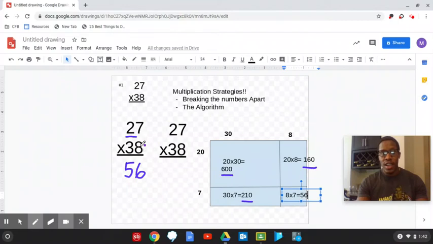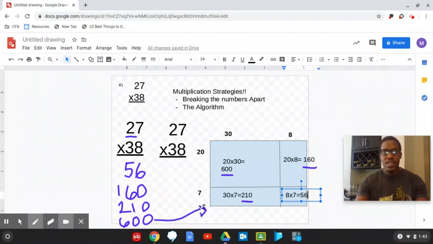So what's 8 times 20? Because since that 2 is in the tens place, it has a value of 20. 8 times 20 is 160. Perfect. What about this 3? That 3 is also in the tens place. So what's 30 times 7? 210. And lastly, what's 20 times 30? 600. Very good. If you add up all four of these, just like in our breaking the numbers apart strategy, you will get the answer to 27 times 38.